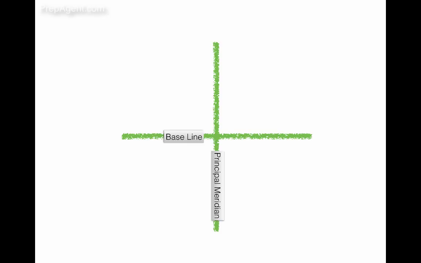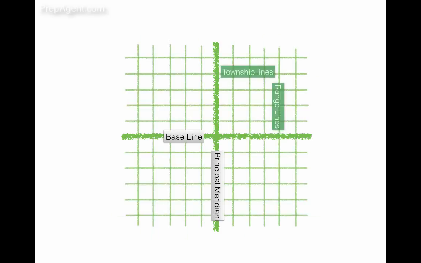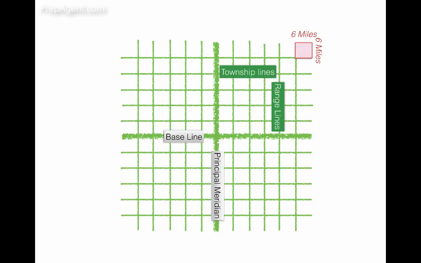Here's how it works. It starts by identifying reference lines, an east-west line called the baseline and a north-south line called the principal meridian. Lines are then drawn about every 6 miles parallel to the meridian and the baseline. The east-west lines are referred to as township lines, and the north-south lines are range lines. By nature of the lines being drawn 6 miles on each side, you now have 36 square miles, which makes up the townships. So a township is identified by specifying how many townships it is north or south of the baseline and how many ranges it is east or west of that principal meridian.